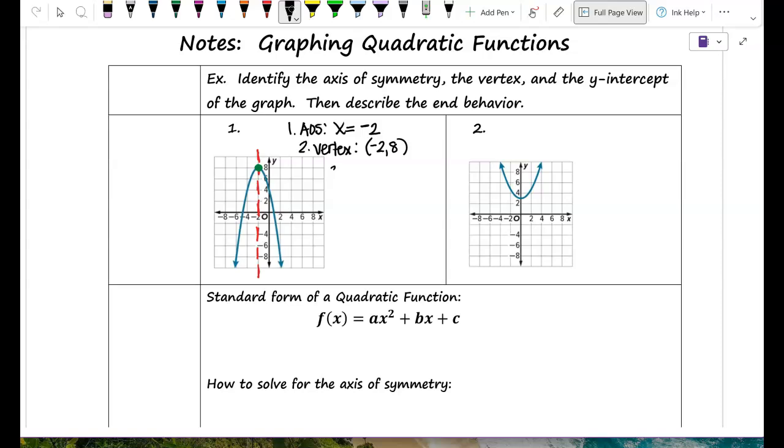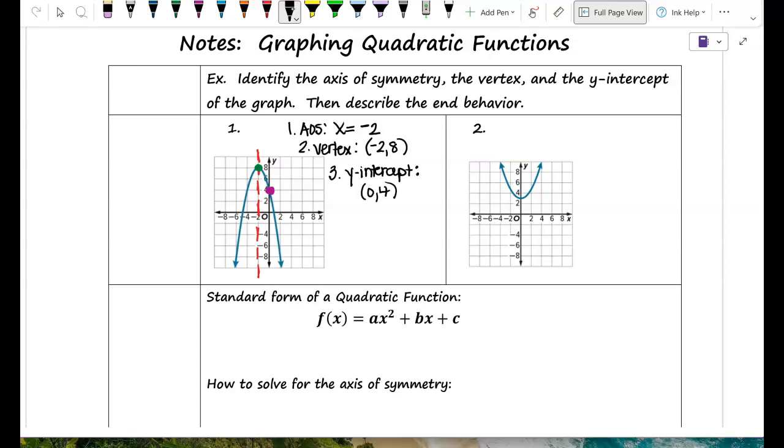The third thing they ask me for is the y-intercept. In other words, they're asking me at what point does this function cross the y-axis? So I just put that point in purple. What would be the ordered pair for that point? 0, -4. 0, comma, +4. It's up. So it'd be 0, comma 4.